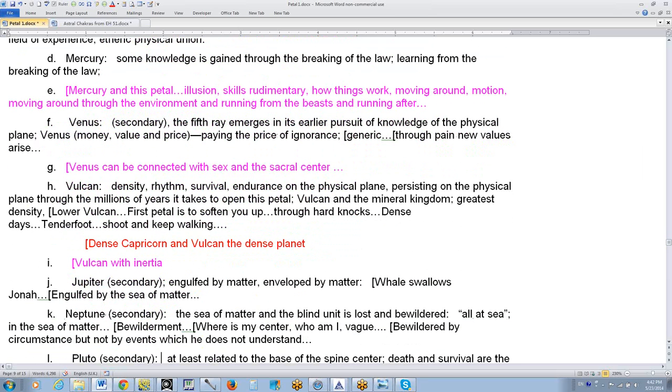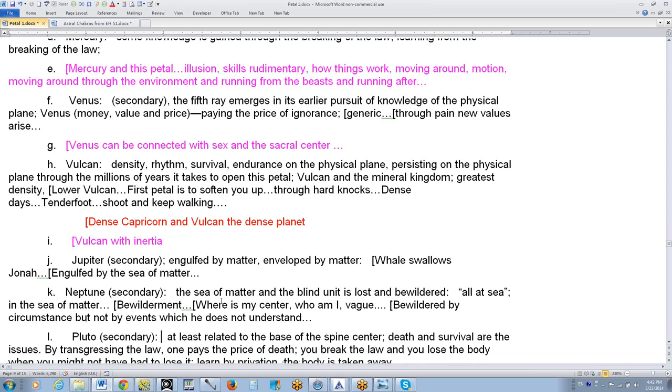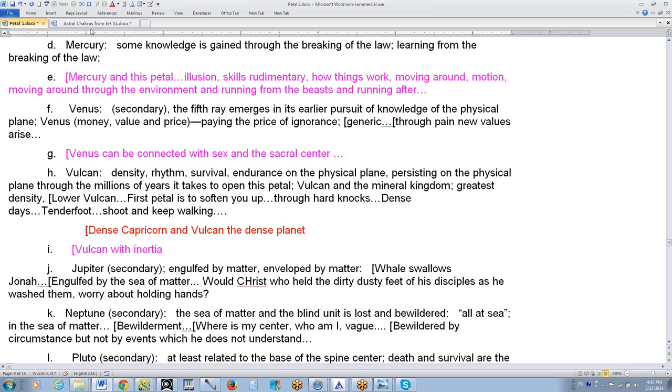What about Jupiter? Well, perhaps secondary. Man is engulfed by matter. He's enveloped by matter. The whale swallows Jonah. You're engulfed in a sea of matter. It's just overwhelming. In terms of the overwhelmingness of the environment, Jupiter is there.